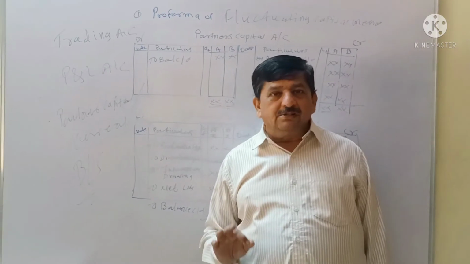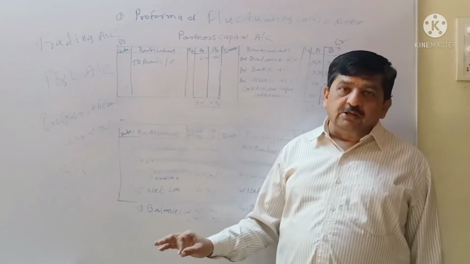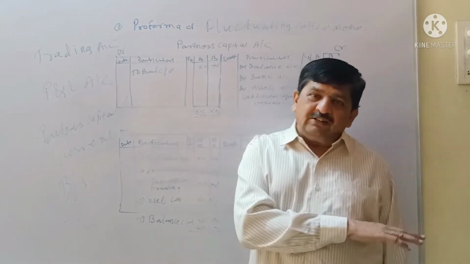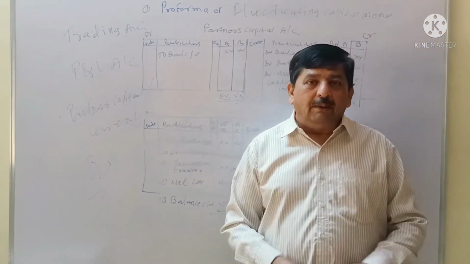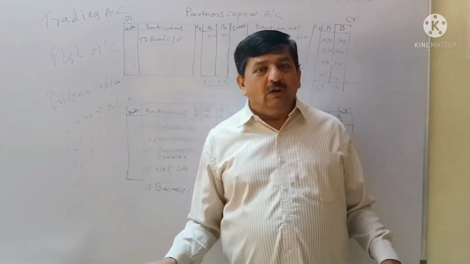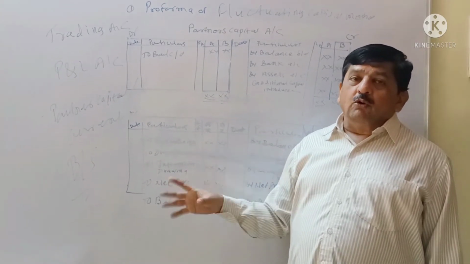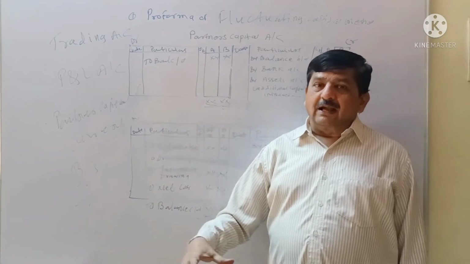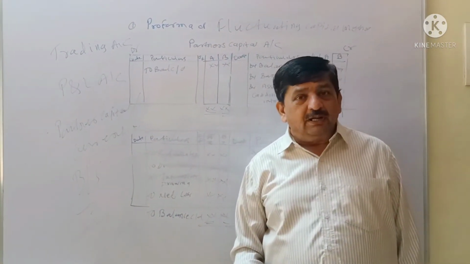And we know that the balance sheet is not an account, it is a statement of financial position. It shows the assets and liabilities of the business. The left hand side is the liability side, the right hand side is the asset side. Then you have to close the balance sheet; both sides must tally and become equal. In this way you prepare the partnership final account. First we have to learn the methods of capital: how the capital account is maintained under the fixed capital method and under the fluctuating capital method.